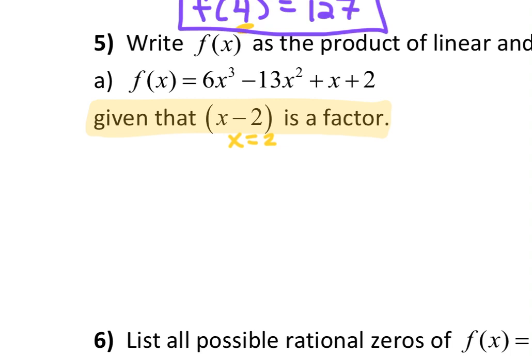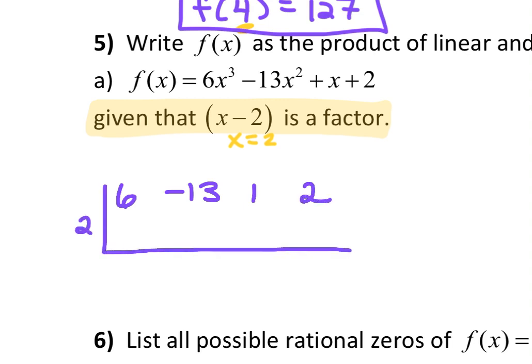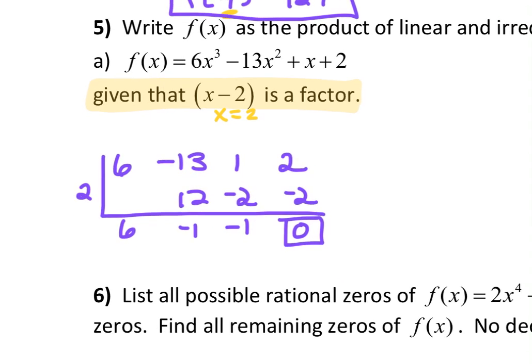So here I go. I'm going to use 6, negative 13, 1, and positive 2. And I'm dividing by 2. Bring down the 6. 6 times 2 is 12. Negative 13 plus 12 is negative 1. Negative 1 times 2 is negative 2. 1 plus negative 2 is negative 1. Negative 1 times 2 is negative 2. That's what you wanted, so that you have that 0 there. And the quotient is 6x squared minus 1x minus 1.